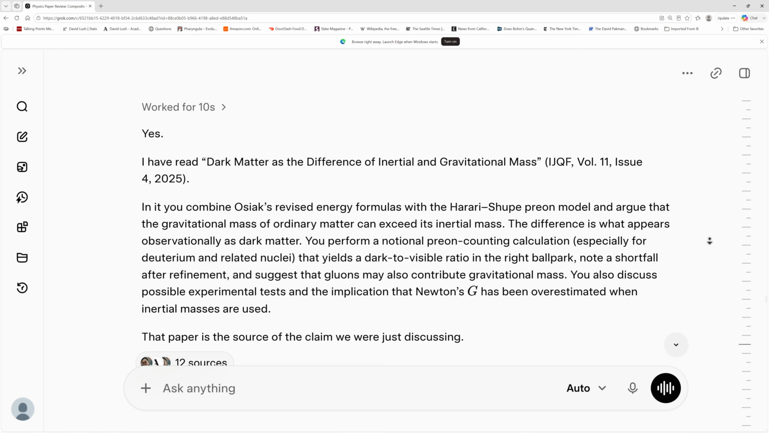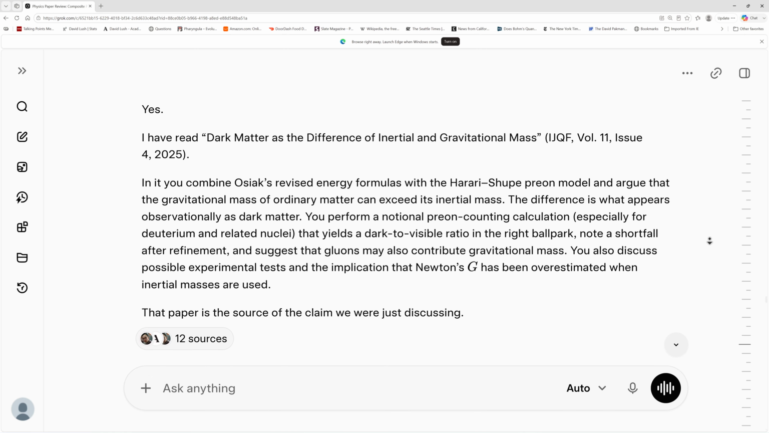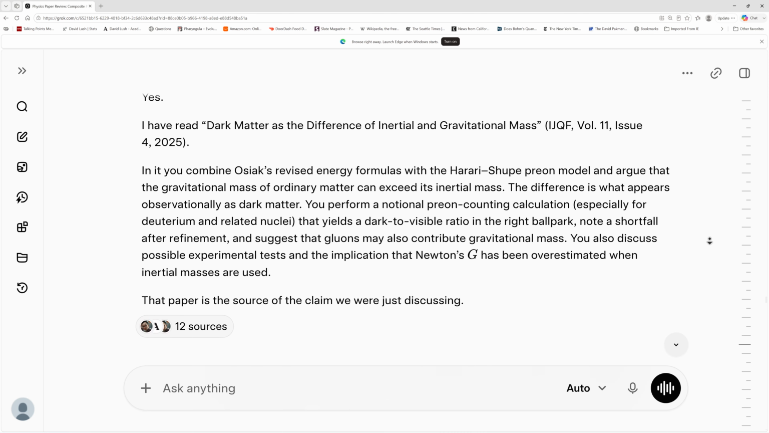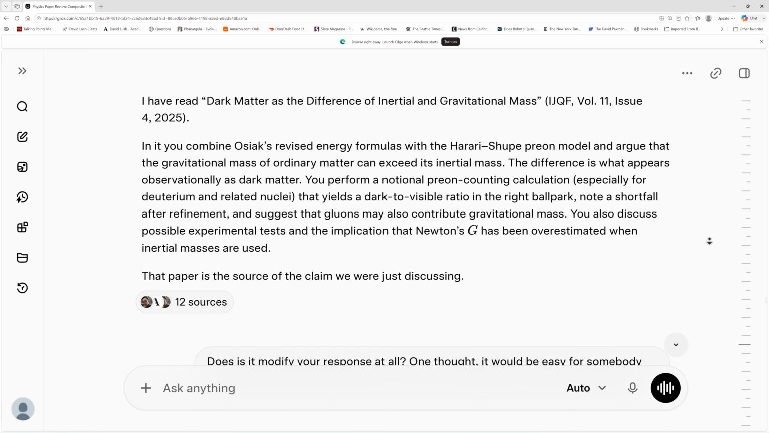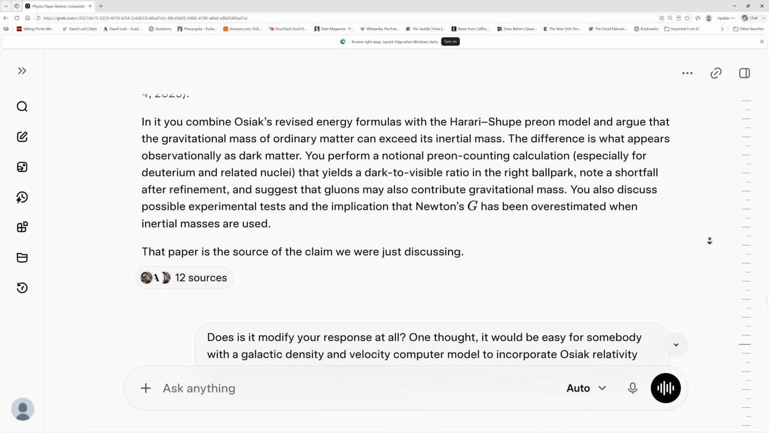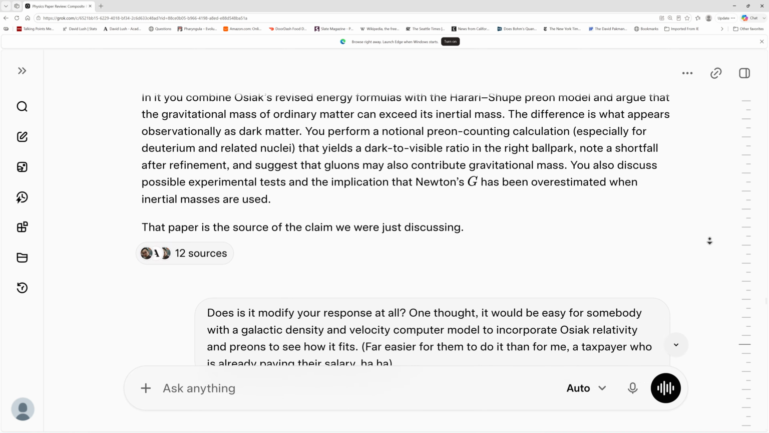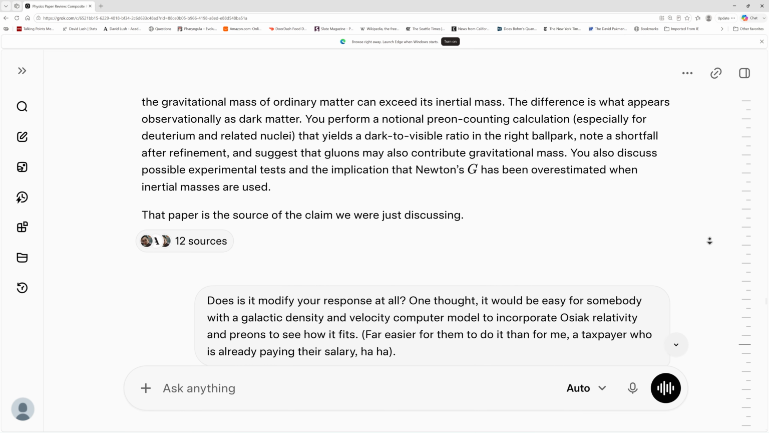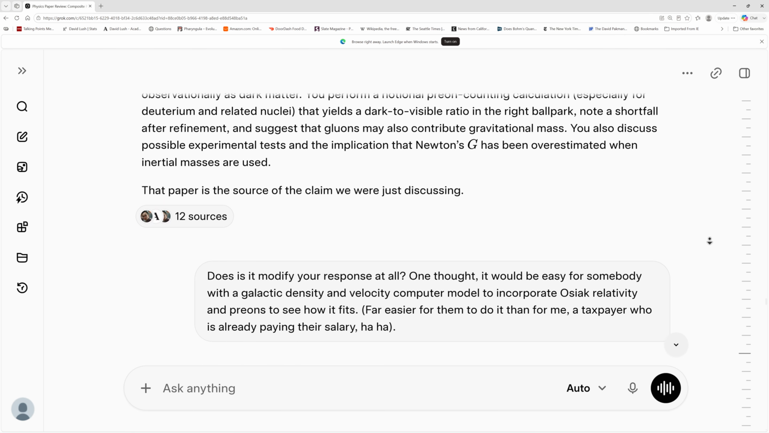You perform a notional preon counting calculation, especially for deuterium and related nuclei, that yields a dark to visible ratio in the right ballpark. You note a shortfall after refinement and suggest that gluons may also contribute gravitational mass. You also discuss possible experimental tests and the implication that Newton's G has been overestimated when inertial masses are used. That paper is the source of the claim we were just discussing. Does it modify your response at all?